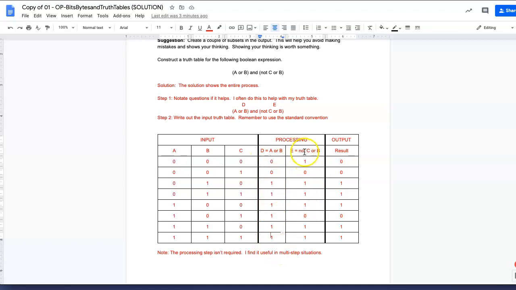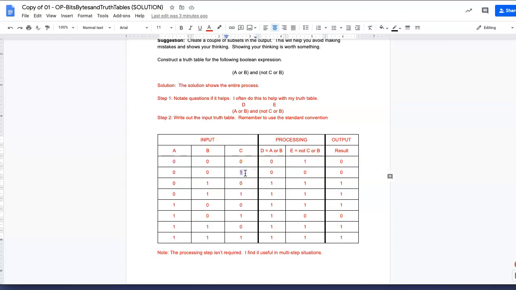Now we're going to evaluate this not C or B. So what we do is look at C. We're going to do the not first, that comes first in order of operations. So we're going to not C and then take the result and OR it with B. So if we see not C, so not 0 becomes 1. So 1 or 0, we get 1.